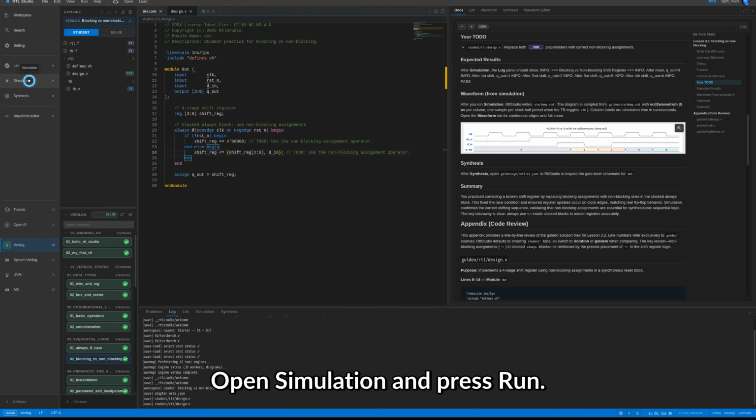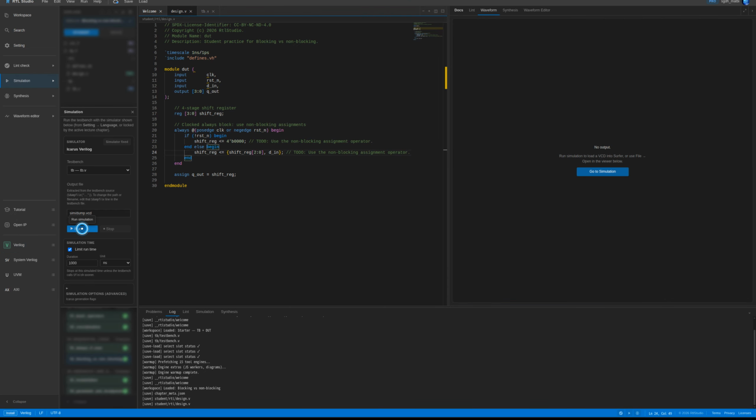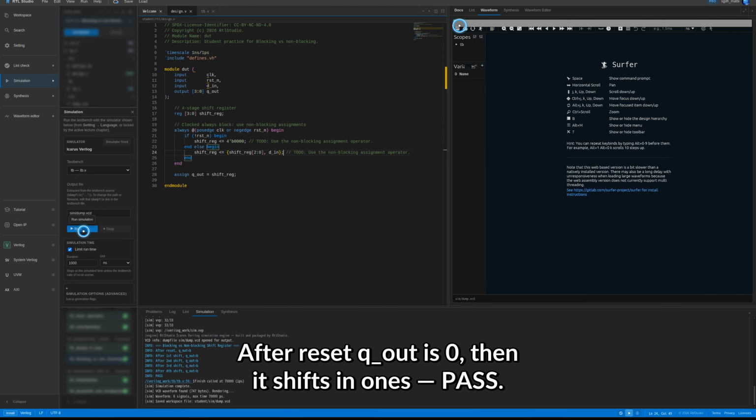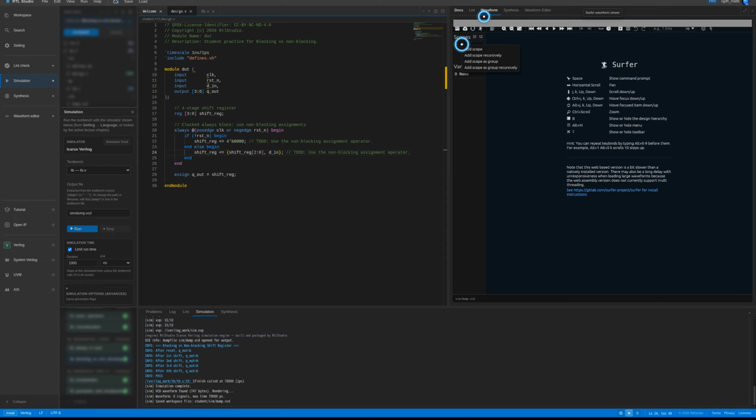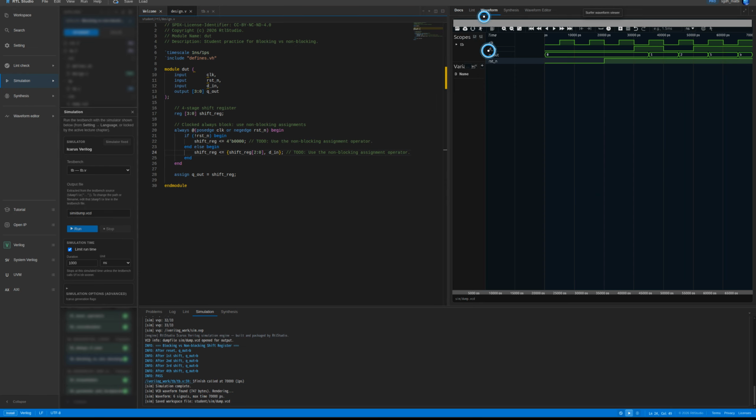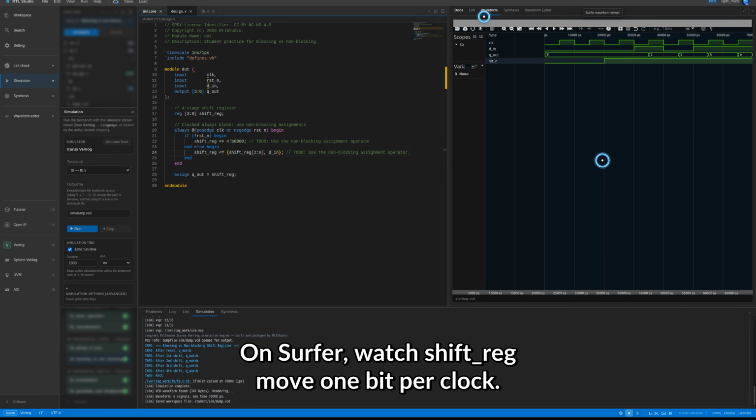Open simulation and press Run. After reset Q out is 0, then it shifts in once, pass. In Surfer, right-click the TB scope and add the signals. In Surfer, watch the shift register move 1 bit per clock.